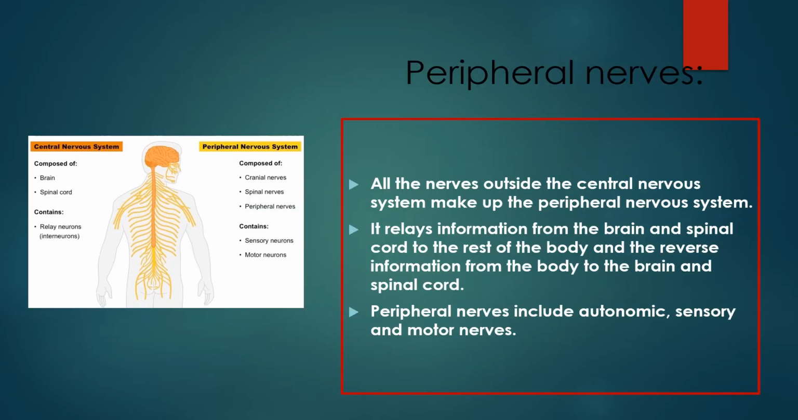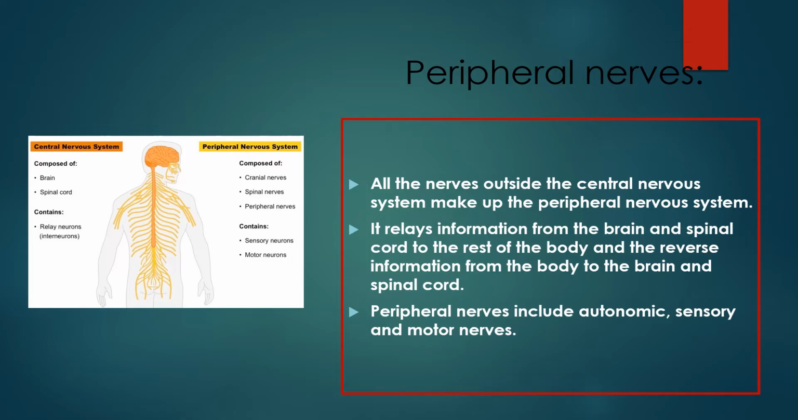Peripheral vision is the outside vision you have. So try to think of peripheral vision and peripheral nerves in the same sense: it's the nerves outside of the central nervous system which make up the peripheral nervous system. It relays information from the brain and spinal cord to the rest of the body, and the reverse, information from the body to the brain. If you have a quick look at this, you'll be able to see where some of the peripheral nerves are.